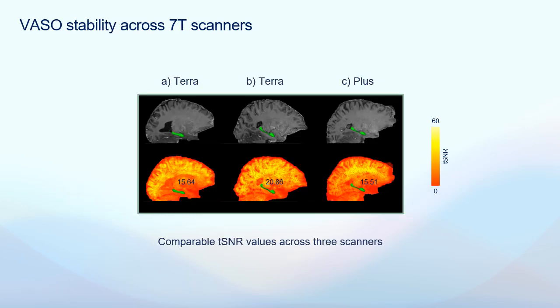And since we had access to 3 Siemens scanners, 2 identical Terra systems, and 1 classic 7T Plus, we decided to examine tSNR in the hippocampus for VASO images and found comparable values, suggesting the stability of the sequence across scanners.